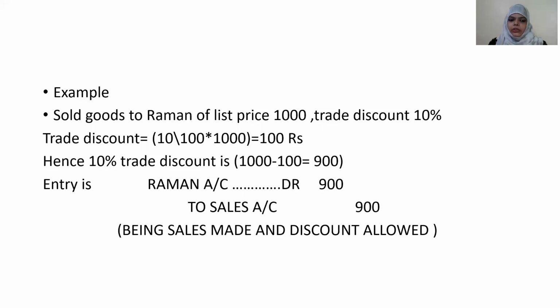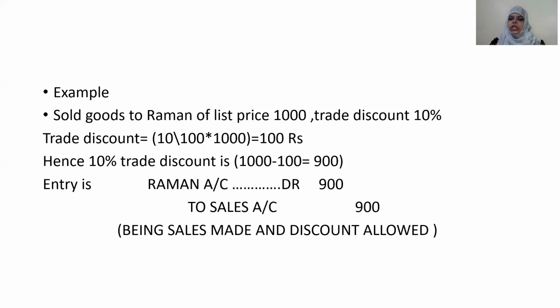So the entry is simple. Raman account debited 900 to sales account. Raman is a personal account, so for a personal account, debit the receiver 900 rupees, credit the giver. Next is sales. Sales is an income. That means debit all expenses and losses and credit all incomes and gains, according to the nominal account. Being sales made and discount allowed.